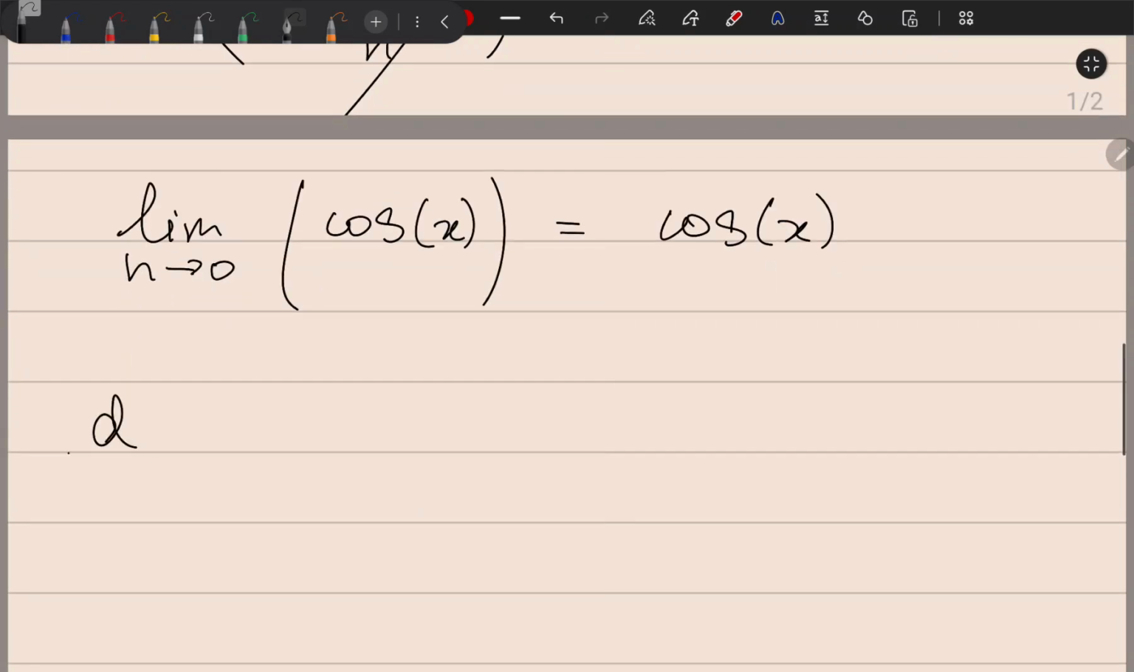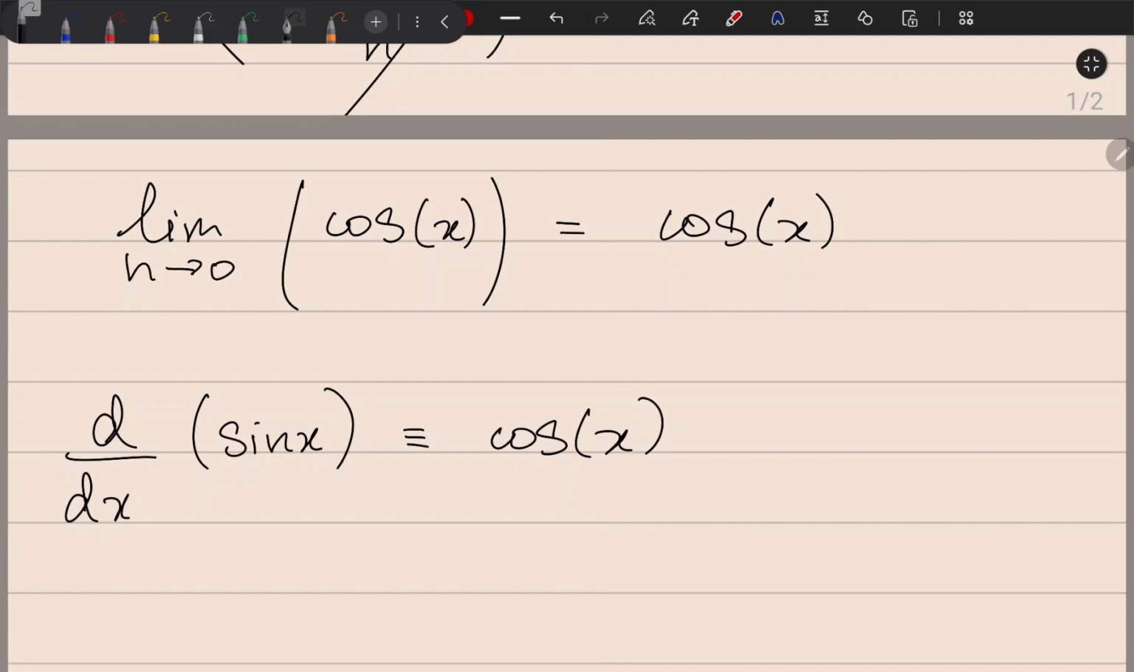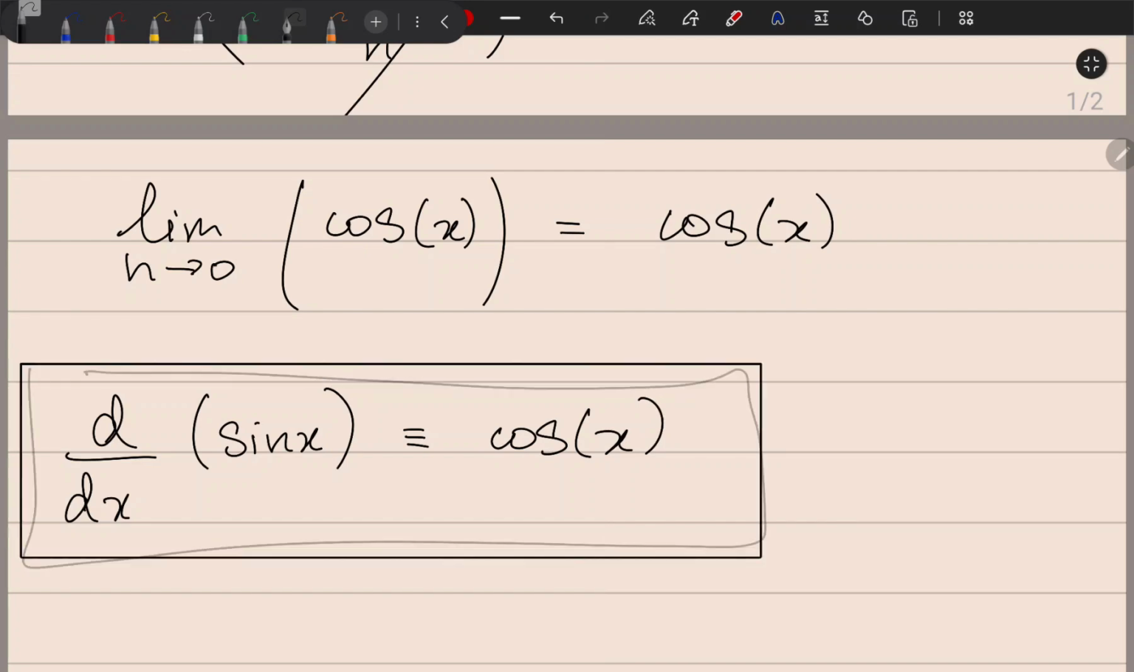Therefore, the derivative of sin x is always equal to cos x. Let's box this and make a small box here showing that we have proved this.